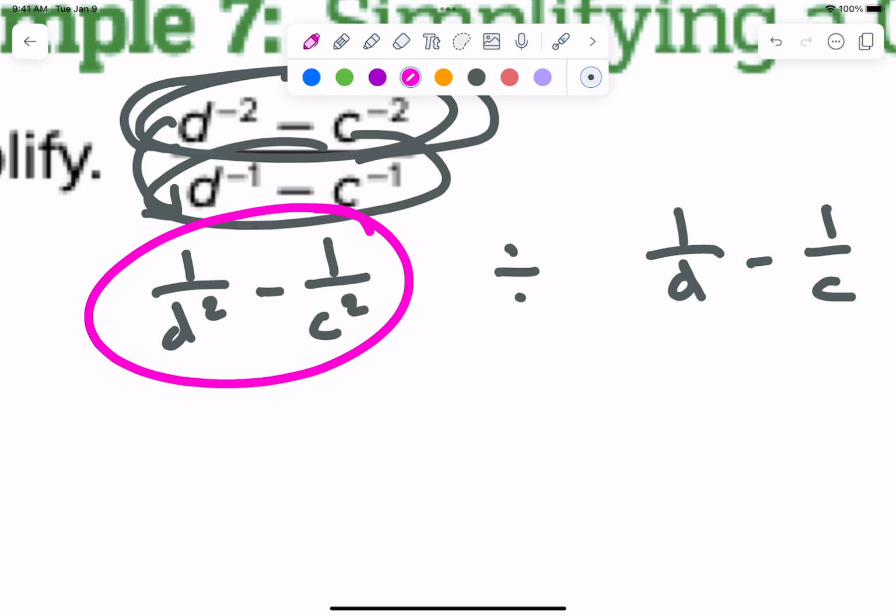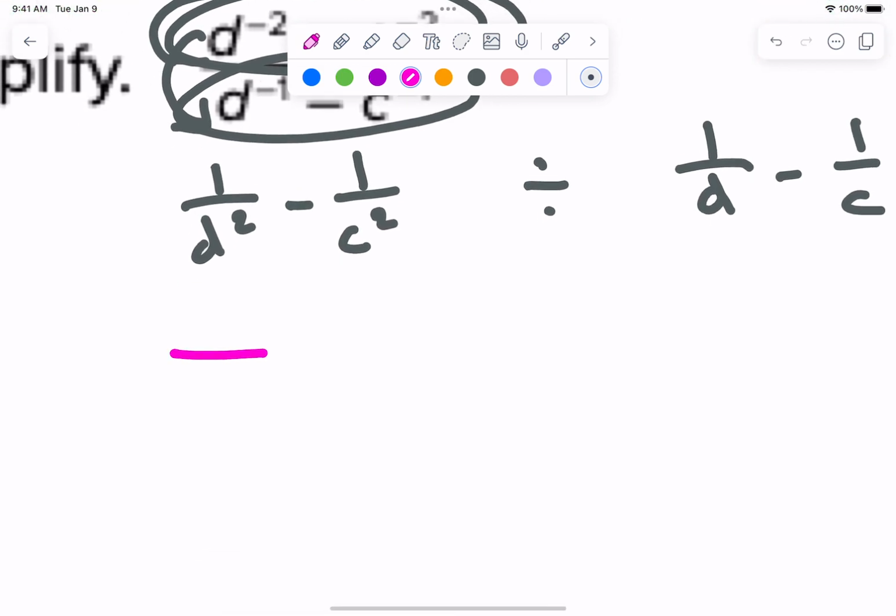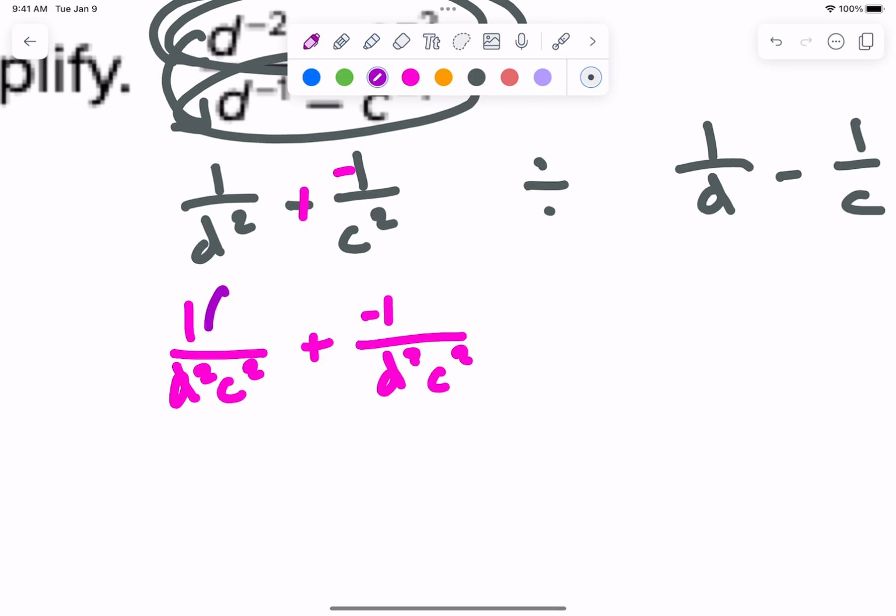Find a common denominator, right? What's my common denominator going to be? I'm going to make that plus negative 1. D squared, c squared, or however you want to write it. 1 and negative 1. We're going to make him one piece here.